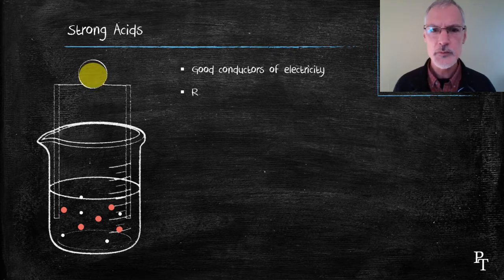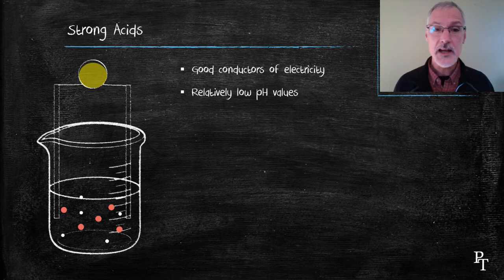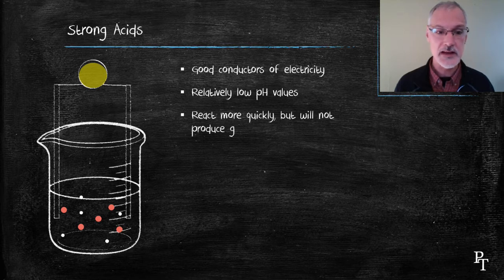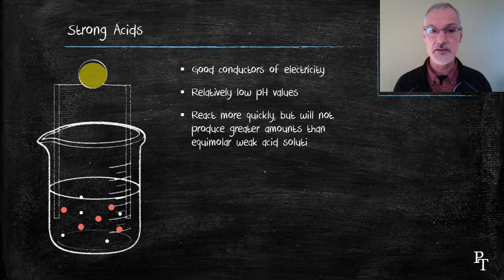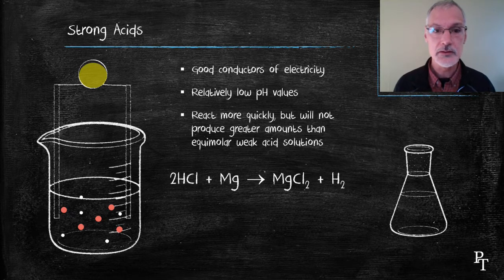They have relatively low pH values, 1 or 2 perhaps, and they react more quickly than the comparable acids that are in the weak category. So for instance, if you were to mix a metal with hydrochloric acid, you would see a quick evolution of bubbles if you had a strong acid.